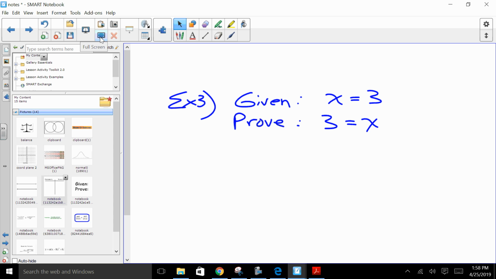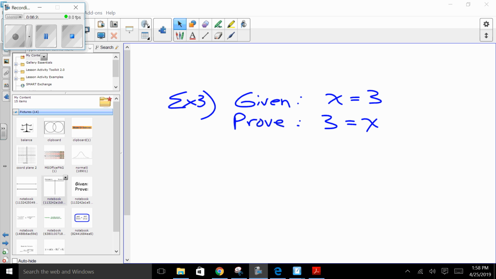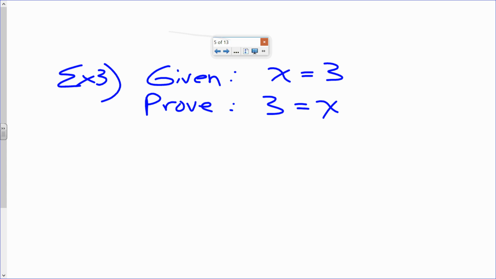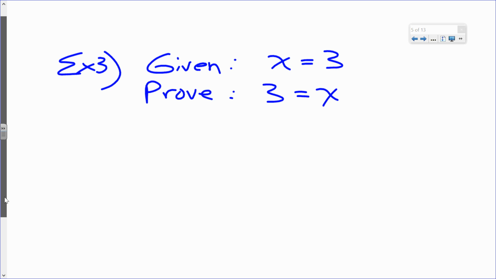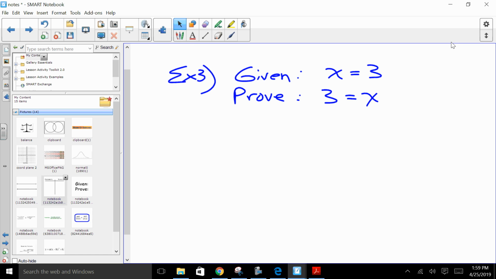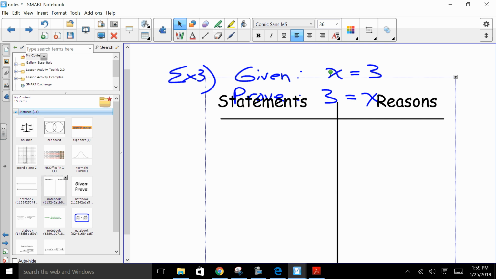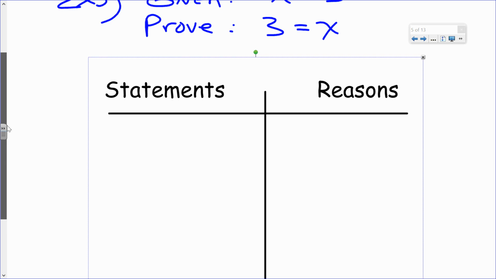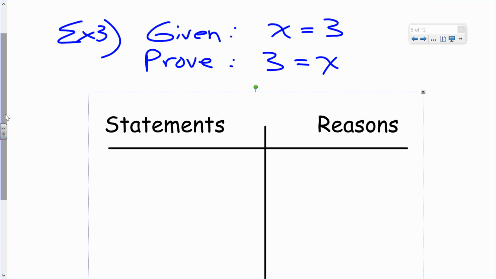Yeah, you always start off with your given. Very nice. Always. Very nice. Okay. Let me get my statements and reasons gizmo out here. On your notes, just go ahead and put S and R. You can abbreviate on yours. I'm putting statements and reasons, but you can just put S and R in your notes.